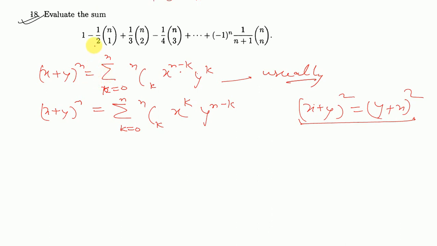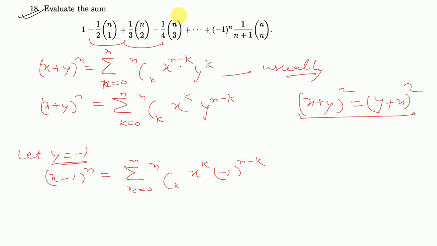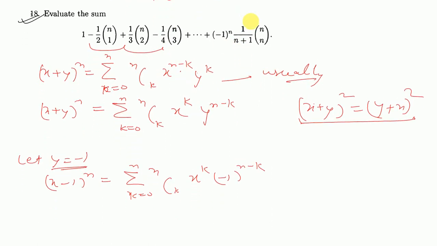So what I will do now, since here you see alternate sign is there, okay, plus minus you see, so let me take y equal to minus 1. If I take y equal to minus 1, what I will have is (x minus 1) whole raised to the power n equal to summation running from k equal to 0 to n, nCk x raised to the power k, y means minus 1 raised to the power n minus k, isn't it?